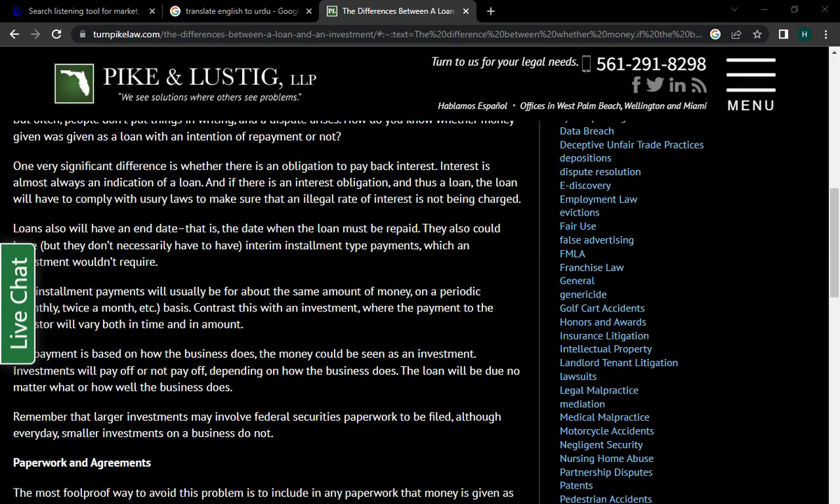Remember that larger investments may involve federal securities paperwork to be filed, although smaller investments in a business do not.